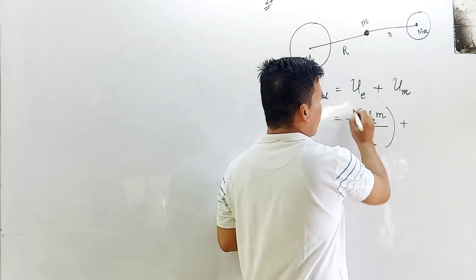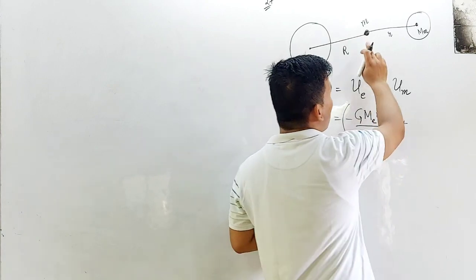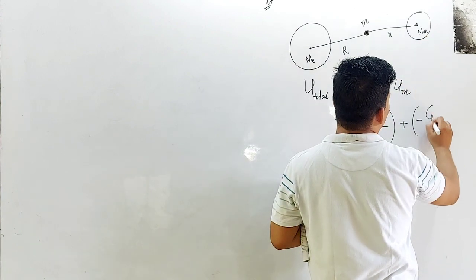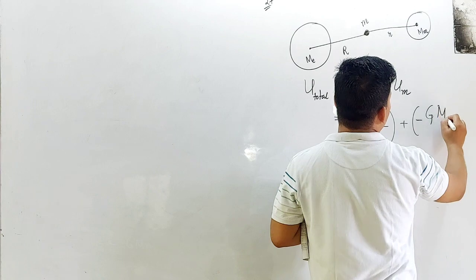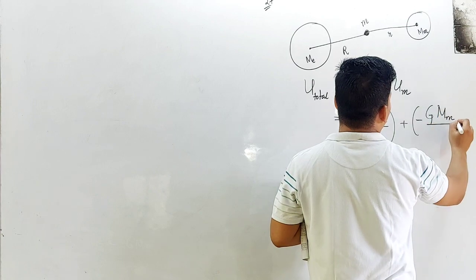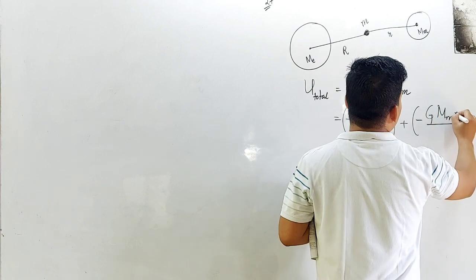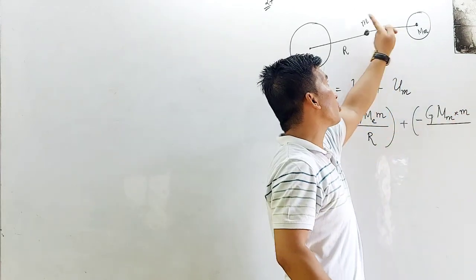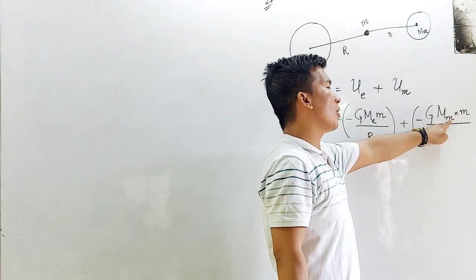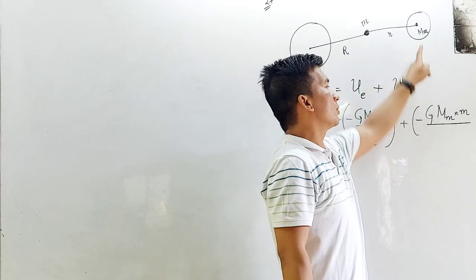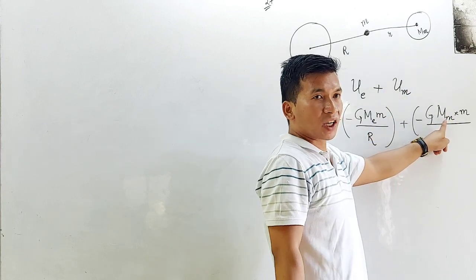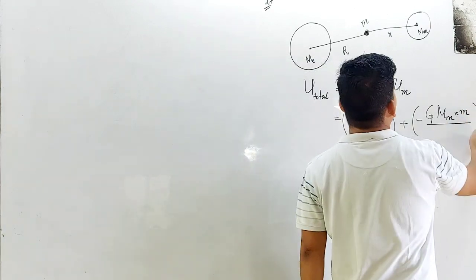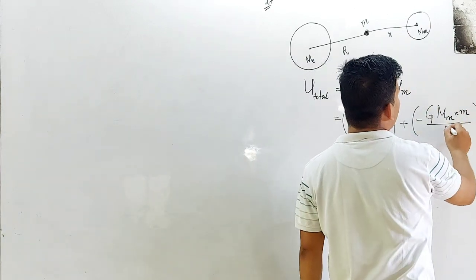Plus, what is the potential energy of this mass m with respect to the moon? It will be minus capital G, capital M, small m divided by, we must have another m. This m is for the mass of the object, and this lowercase m denotes the mass of the moon, divided by what is the distance? My effective distance is small r.